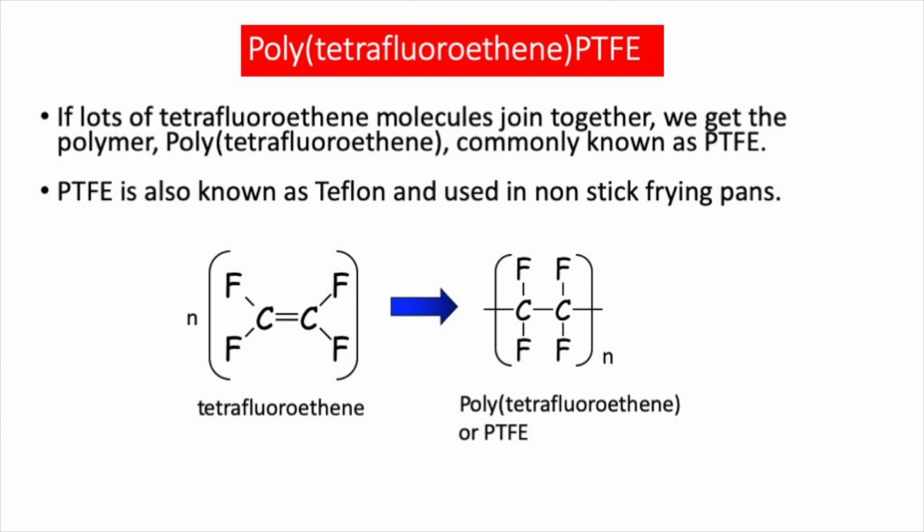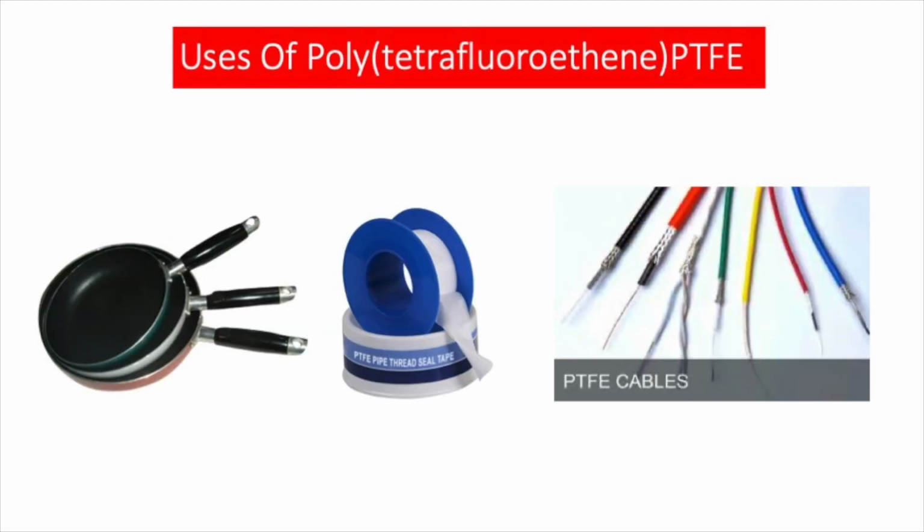So this slide summarizes the formation of PTFE, and PTFE is used for frying pans because it's non-stick, it's non-adhesive, and it's also used as an electrical insulator because PTFE, like most plastics, doesn't conduct electricity. Now, PTFE is also chemical resistant, it's heat resistant, and it's also got a high melting point, and therefore it's perfect for these uses.